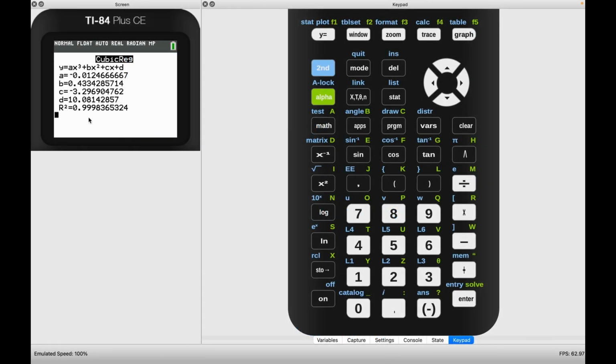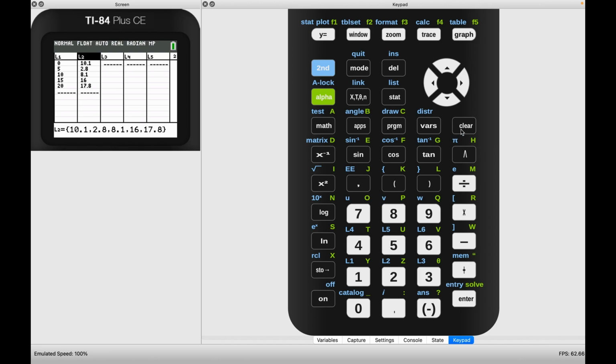Down below, the next question, I'm just going to take those ordered pairs. So again, I hit the stat button, I hit enter, I clear out my lists, my L1 and my L2 column. And then I'm going to plug in my x values: 0, 1, 2, and -1.